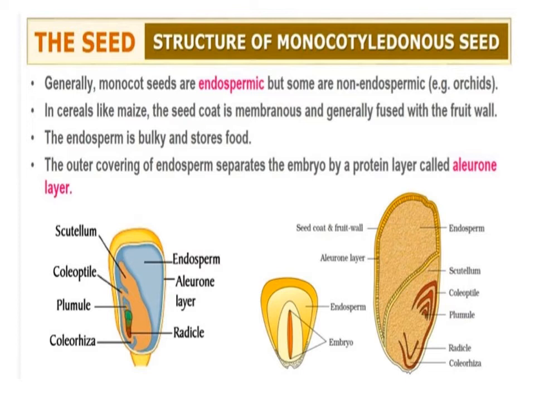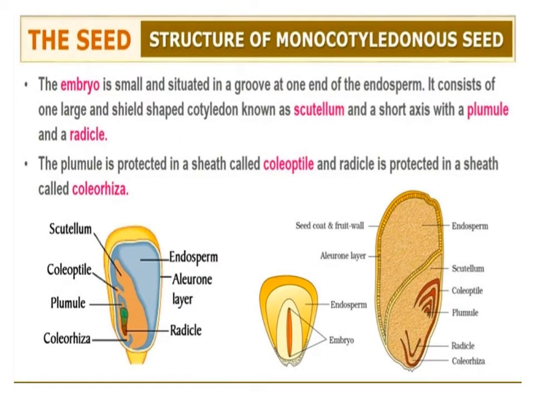Its outer layer is proteinaceous and is called the aleurone layer. The embryo is small and situated at one end of the endosperm. It consists of one large shield-shaped cotyledon called the scutellum and a small axis with a plumule and a radicle. The plumule and radicle are enclosed in sheaths called coleoptile and coleorhiza respectively.